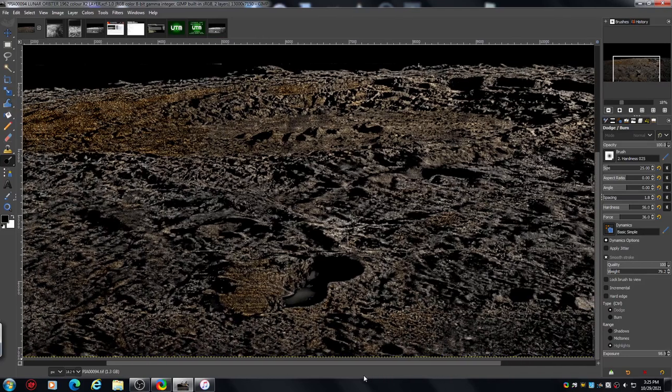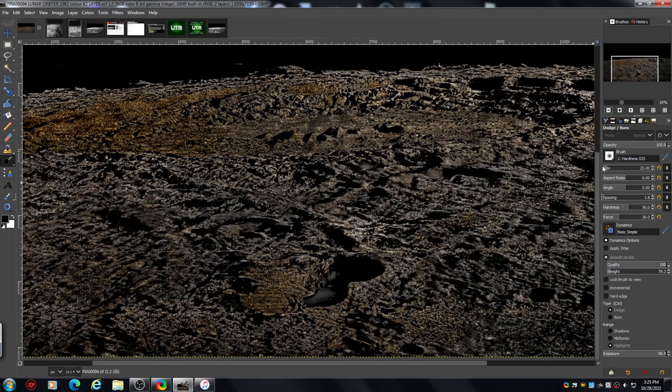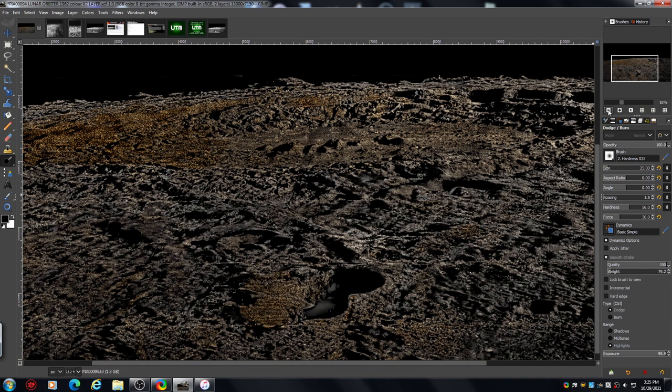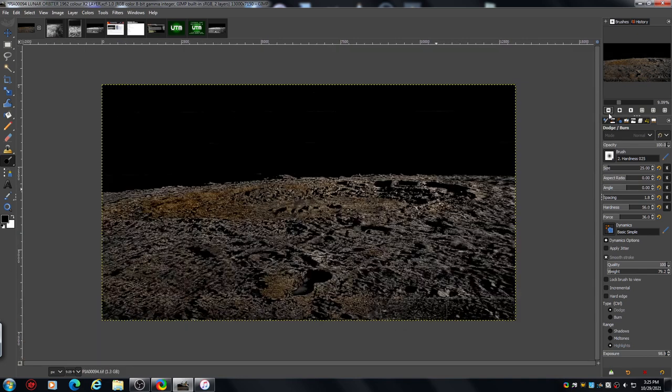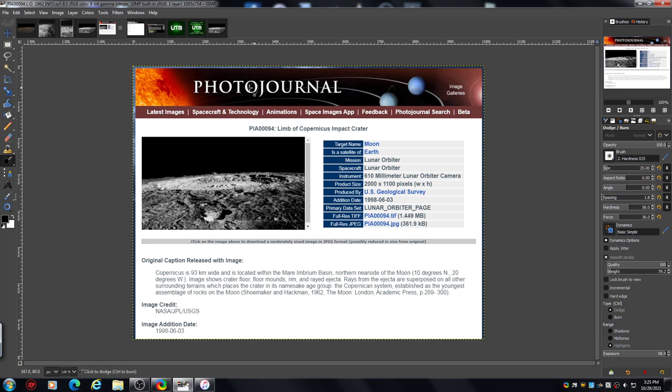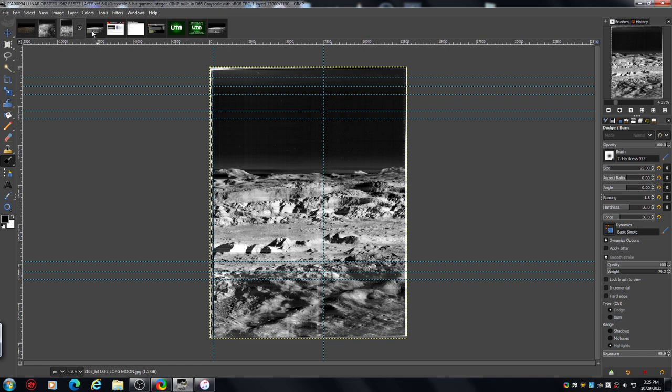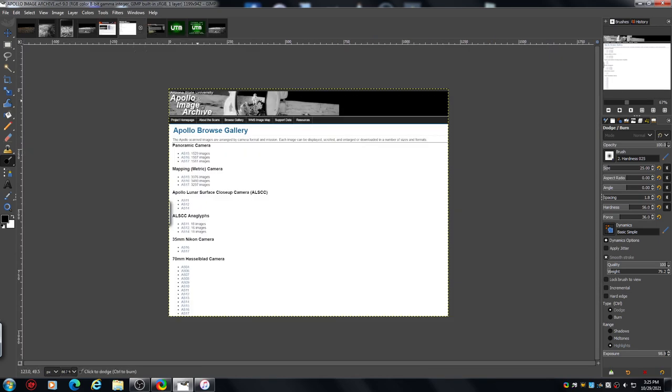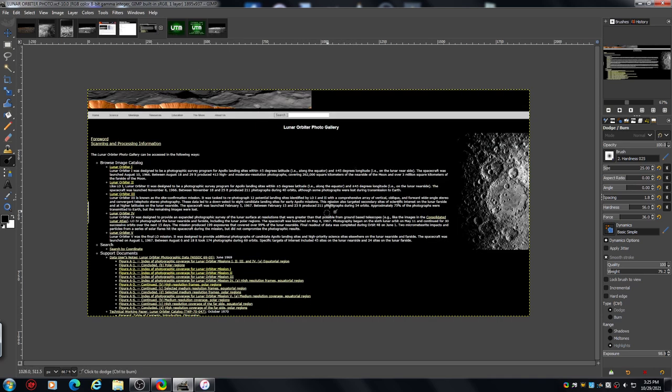If you enjoyed this and you want to see more of this map, just let us know. As usual, there's just so much to show you. It's crazy. If you want to get into it, then this is a photo journal site where you can download the images. I think these images were from the Apollo image archive, which will probably send you to the March to the Moon, so I think they're the same. And there's the Lunar Orbiter photo gallery. Lots to choose from.